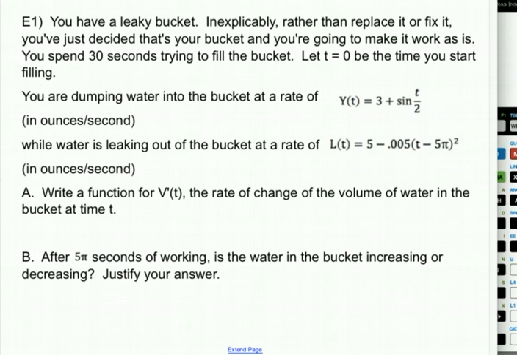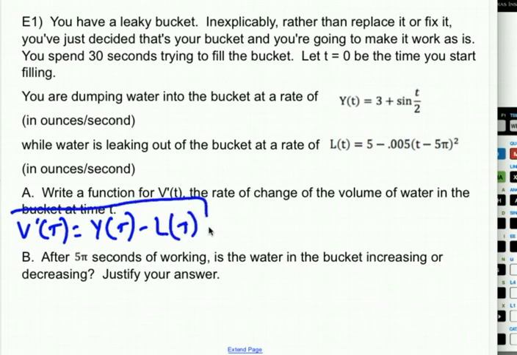So you can always use the AP notation. In fact, you should lean into the notation. So v prime of t should be the rate in, which is y of t, how fast you're putting water in, minus the rate out, which is L of t. That's a great answer. If I were you, I would make that the answer.